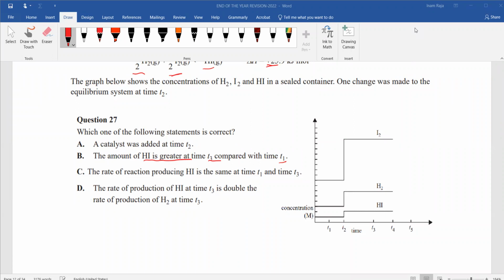So yeah, at time 2 there is an instantaneous increase in all. All right. So B can also be eliminated because we did not add any amount. Then C, the graph is about concentration, but this option is about rate of reaction: the rate of reaction producing HI is the same at time T1 and T3. We keep this and go to D: the rate of the production of HI at time 3 is double the rate of production of H2 at time 3.